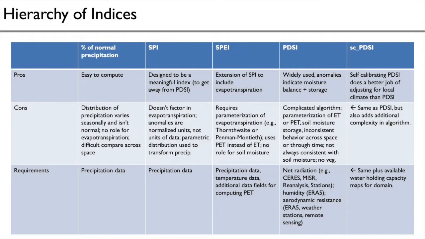All right, so to try to sum up a little bit of our overview of indices, our quick and dirty overview of indices here. Something you'll see on the news here on the left is the percent of normal precipitation. Like, how much of our normal annual precipitation have we gotten either this month or this season? It's pretty easy to compute.